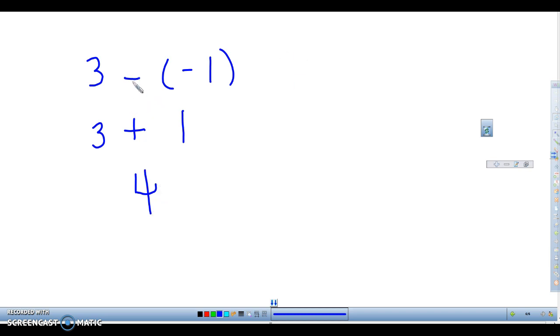You've also heard me say when you have two negatives next to each other, you can go ahead and make them a positive because you're doing that same thing. Okay? Try this last problem on your own. 42 minus a negative 12.